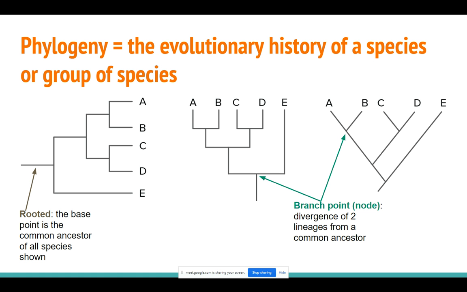The branch points, as I already mentioned, are called nodes. Those represent a place where one group of that species, so at each node, there was some common ancestor that existed right there. There was some organism that was the ancestor of everything above it on your tree, or to the right of it on your tree, depending how it's drawn.